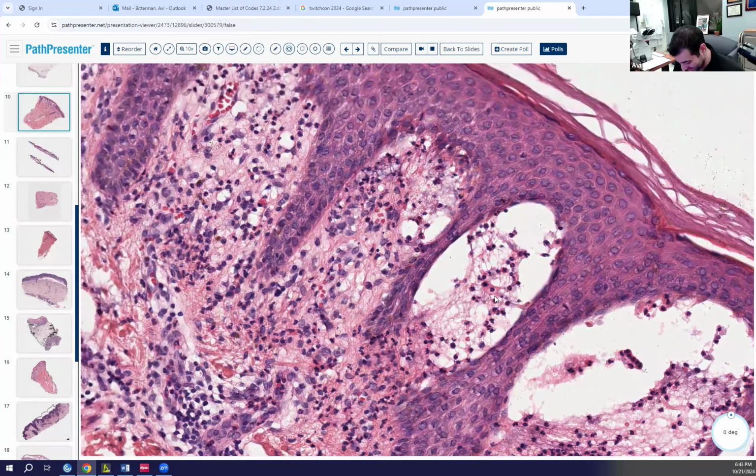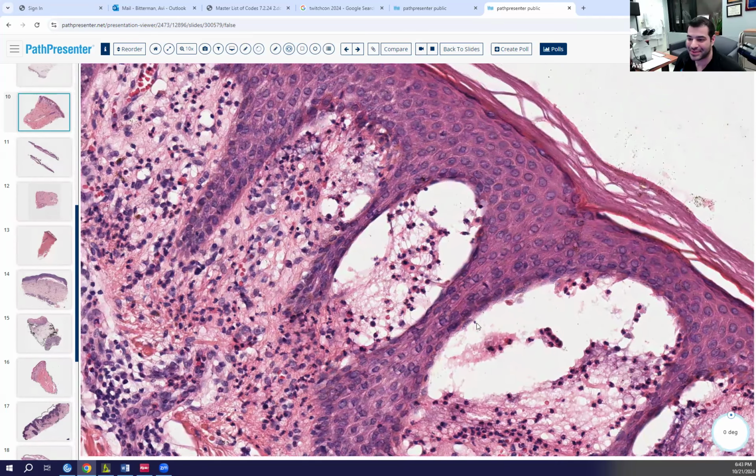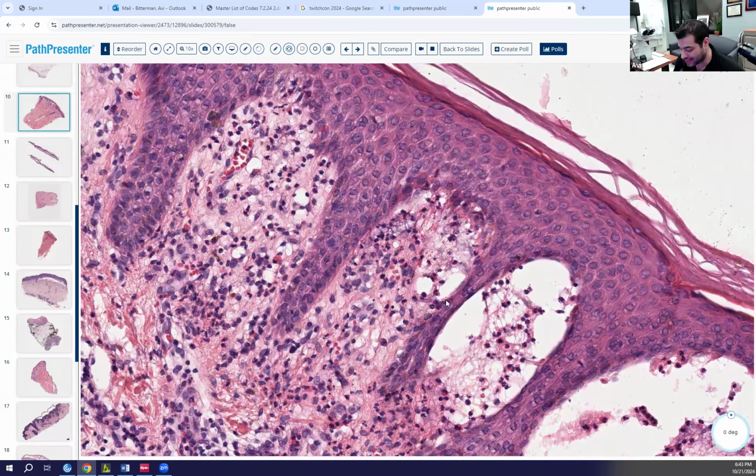All right. The D is dermatitis herpetiformis. So it's pemphigoid, lupus or bullous SLE, epidermolysis bullosa acquisita, so EBA, linear IgA, and then DH.